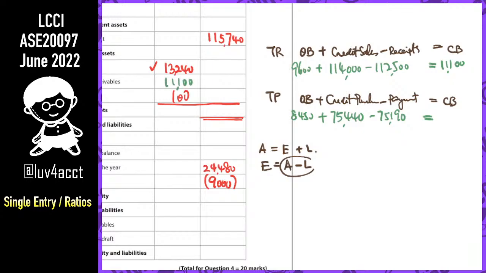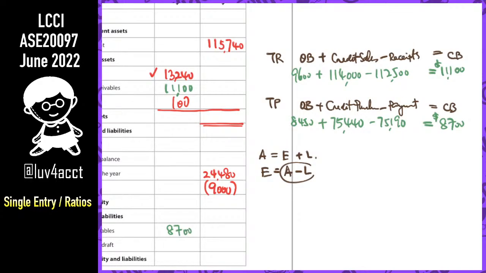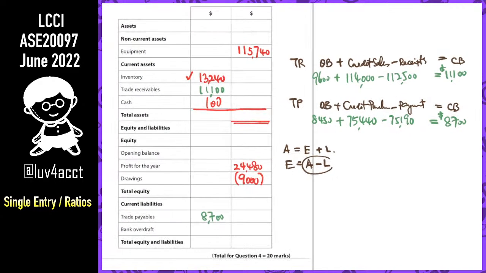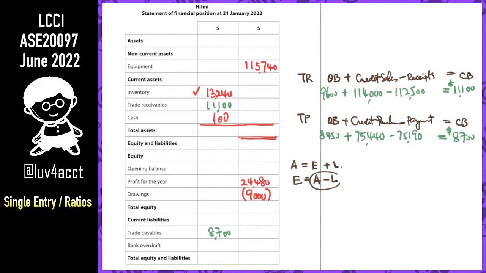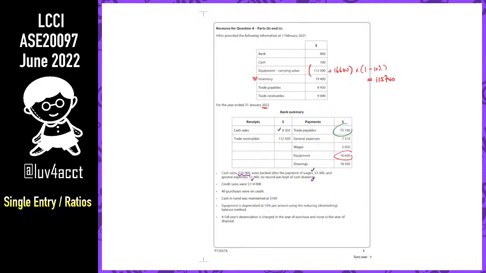Trade payables, 8700. Trade payables. So two items missing: bank overdraft and also bank balance.